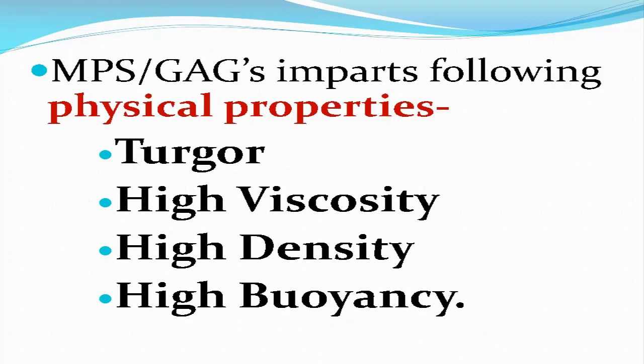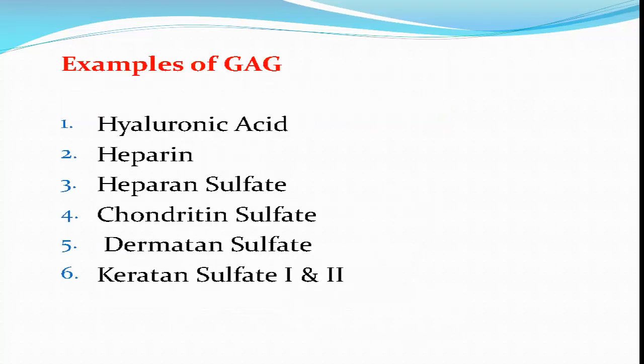So the mucopolysaccharides or glycosaminoglycans, MPS or GAGs, have common physical properties: high viscosity, high density, stickiness, etc. These are the common features. Okay. So what are the examples? There are 7 different types of GAG molecules. What are their names? Hyaluronic acid, heparin, heparan sulfate, chondroitin sulfate, dermatan sulfate, and keratan sulfate 1 and keratan sulfate 2. So if you count keratan sulfate 1 and 2 separately, there are 7 different types of GAGs.